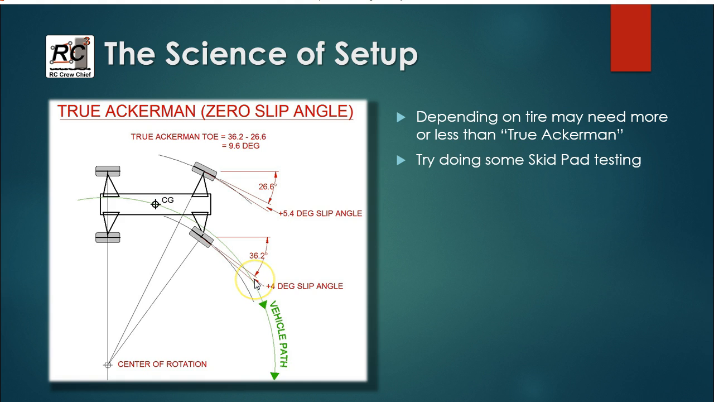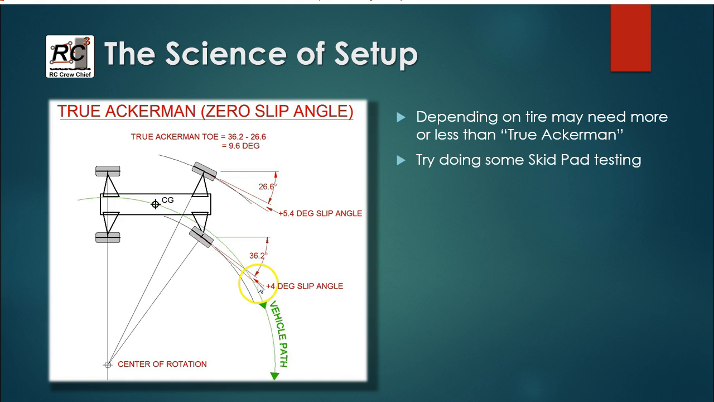And on the inside tire we only need to add 4 degrees to achieve our maximum grip. So in the case of this tire, these slip angles would add to our Ackerman angle that we need in order to develop this grip and actually turn through this radius. So we would need 32 degrees of steering angle on our outside tire, and we would need 40.2 degrees on our inside tire.